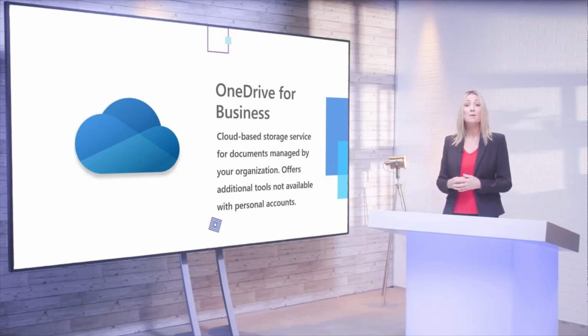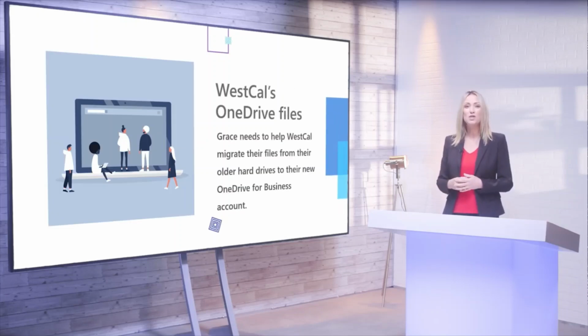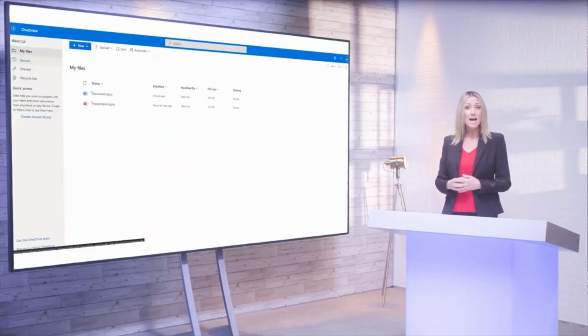Here's how Westcal are making use of OneDrive for Business. Up to recently, Westcal have been storing their files on hard drives. But last month, they took the decision to move to a cloud-based storage service and so signed up to OneDrive for Business. They now need to migrate their files to the cloud. Grace has been tasked with adding and organizing Westcal's files within their OneDrive account.